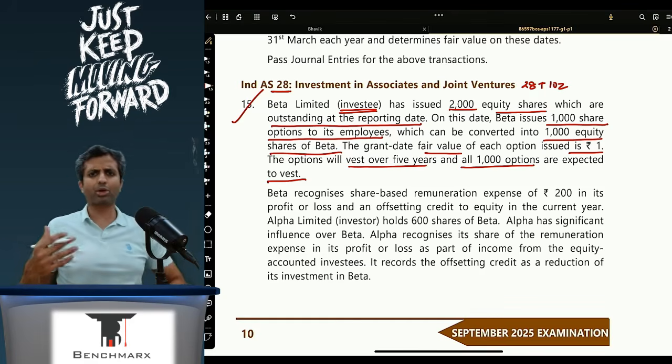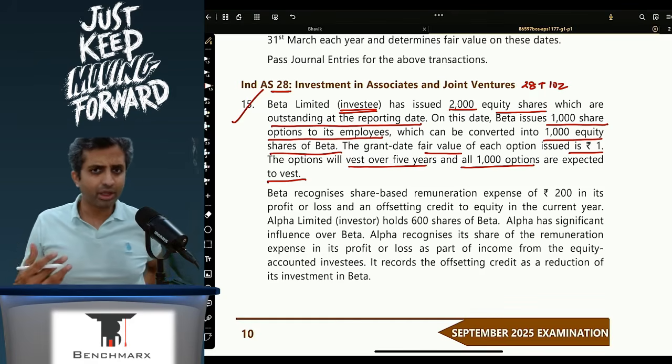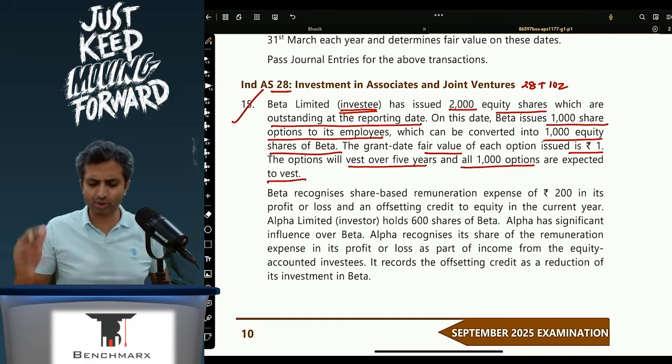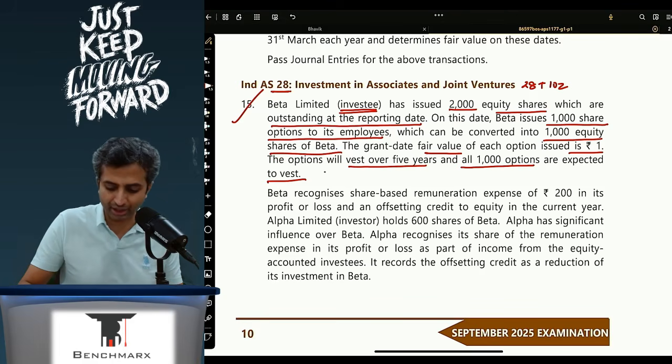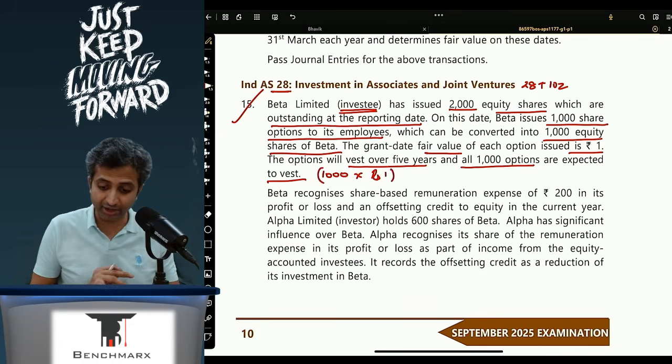So usually we take the number of employees who are expected to exercise. Over here we think all the options will vest, and hence 1,000 will be exercised, and hence if I want to find the total expense, I'll say 1,000 options, conversion ratio is 1:1 into rupees 1. So this is the total value of 1,000.